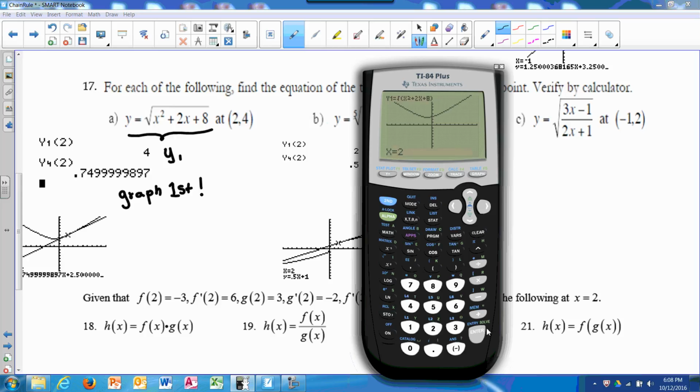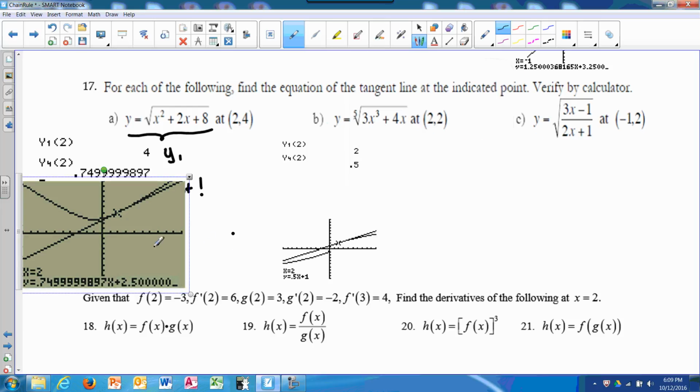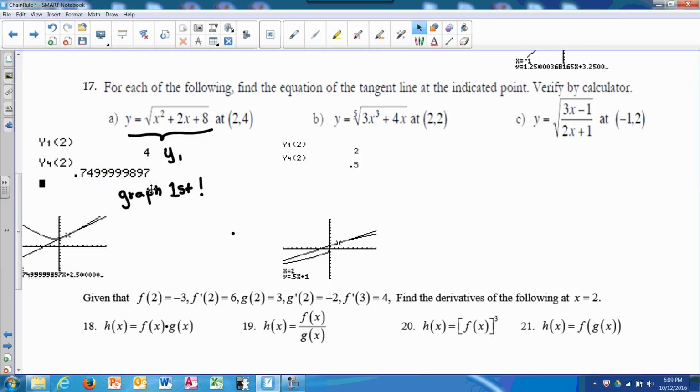Then we're going to use the draw feature. The draw is the second, the blue, above program. So we're going to second draw. We're going to choose a tangent line number 5. And then it's going to ask you where. Well, we don't want to do x equals 0. We're going to do x equals 2. So we're going to type 2 in for x and press enter. Your calculator will then draw the tangent line to the curve at x equals 2 and tell you its approximation for the answer.